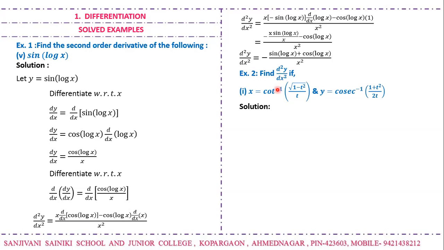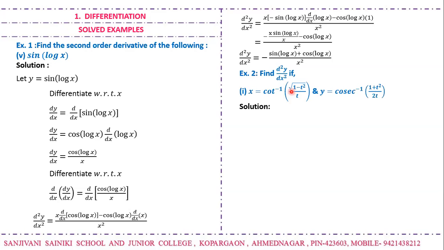We have to find d2y by dx square if x is equal to cot inverse of square root of 1 minus t square upon t and y is equal to cosec inverse of 1 plus t square upon 2t. Now, whatever examples we saw, there are single examples. So only y is given in terms of x and we have to find the derivative, second derivative. Now here x is expressed in terms of t, y is expressed in terms of t. So x and y are the parametric functions with the parameter t. And you have to use this parametric differentiation to find the second order derivative.